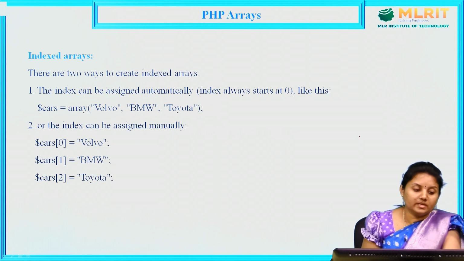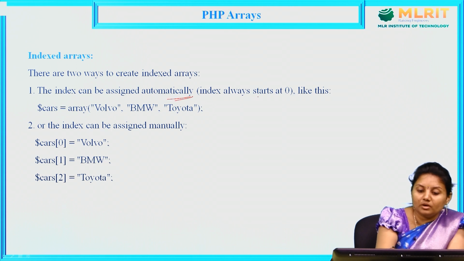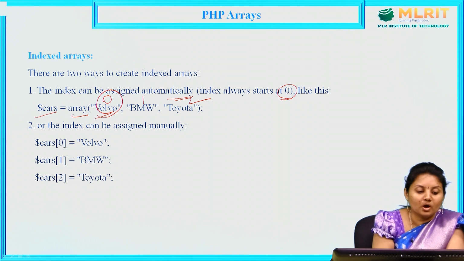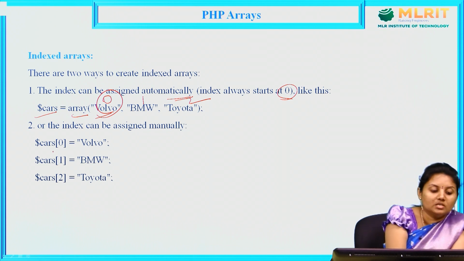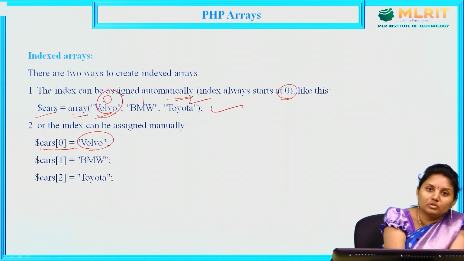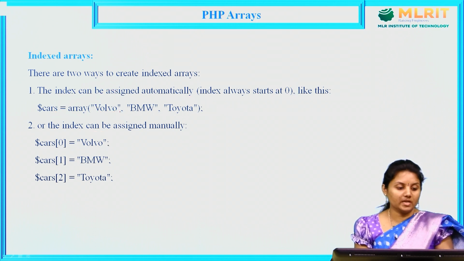So, what are indexed arrays? There are two ways to create an indexed array. The index is assigned automatically, and it always starts with 0. So, when you create $cars with an array, array of 0 has Volvo, array of 1, array of 2, and so on. Or the index can be assigned manually also, like cars of 0, that means you are storing at the 0th index, but it is not required. Directly, if you do this, it stores at array 0, Volvo only. This is how indexed arrays can be created.